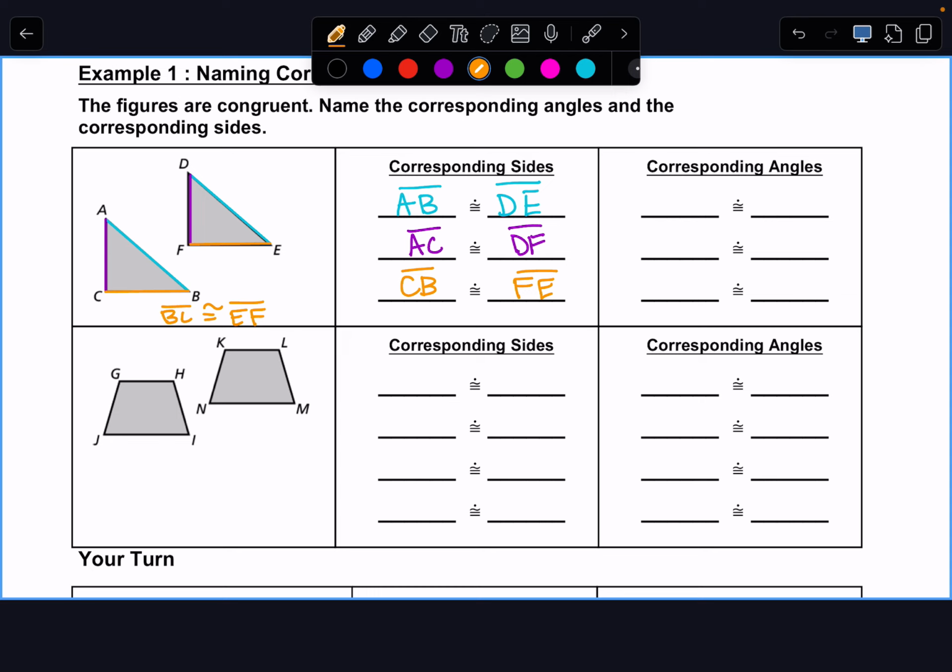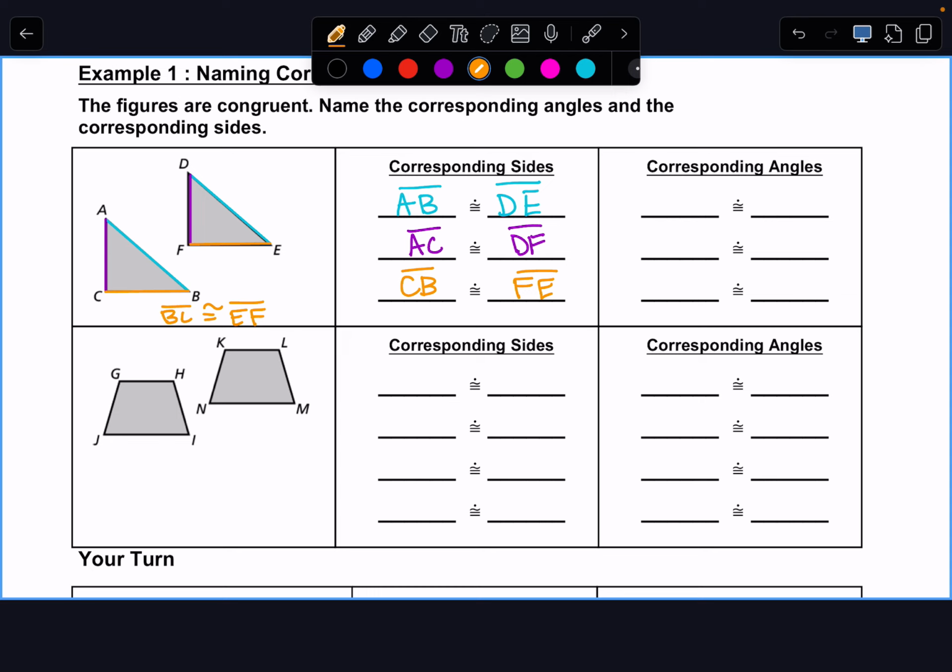Why are you putting a line over it? That's just signifying that it's a segment, like it starts at A, ends at B. Starts at A, ends at C. Okay. I do want you to put the little line.